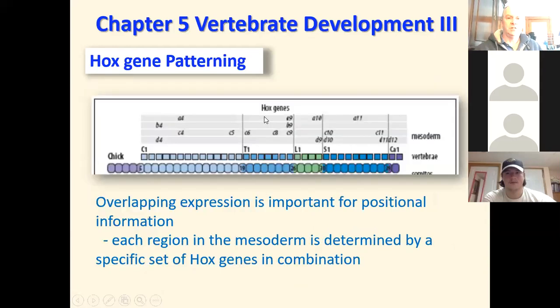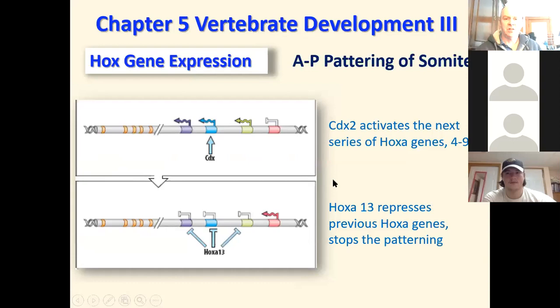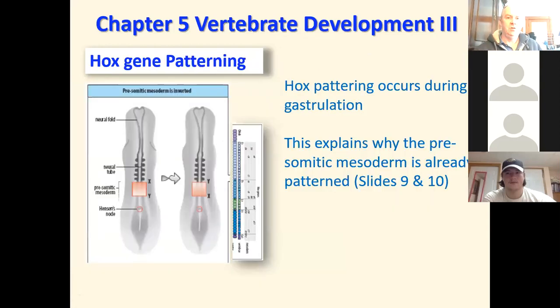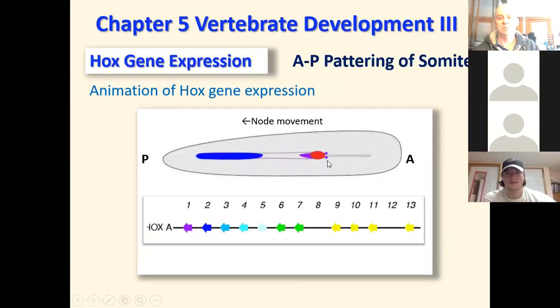And this is because of this sequential way they're regulated. Wnt signals turn on the first ones, and the first ones turn on the next ones, and they turn on the next ones, till you get to the very last one, and the last one blocks the earlier ones and shuts the whole system off. So those Hox genes are going to be turned on during neurulation, and they turn on in a wave like this. So the node is moving backwards, and a wave of Hox gene activation comes in this direction.